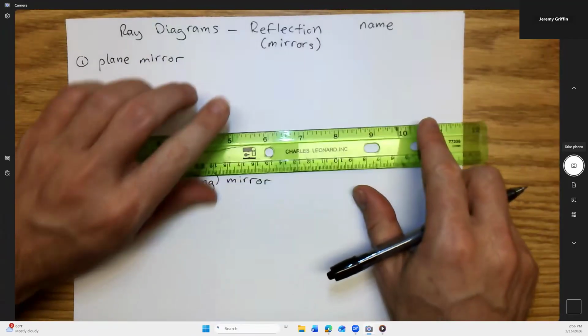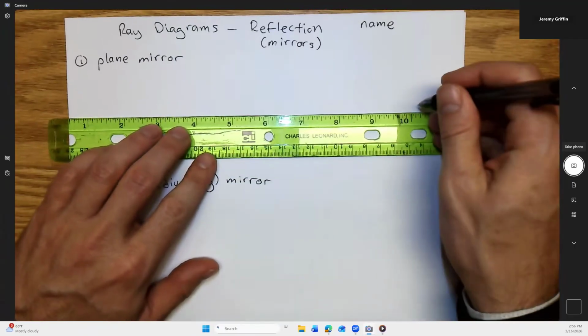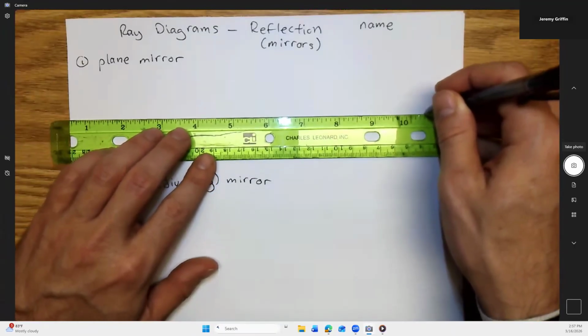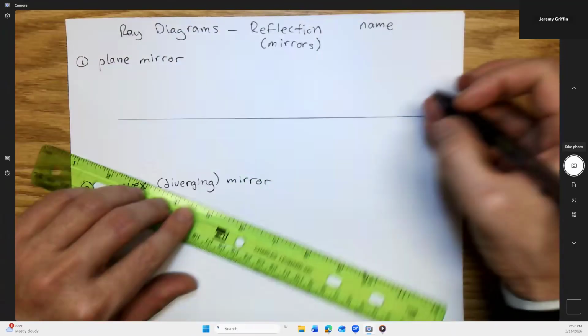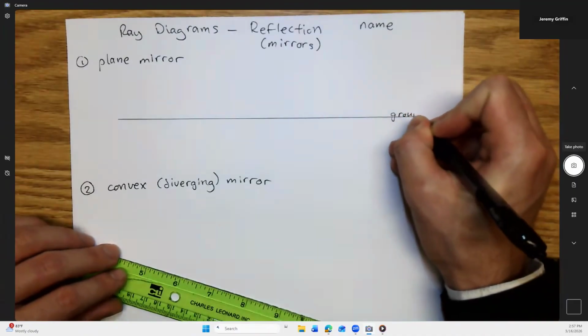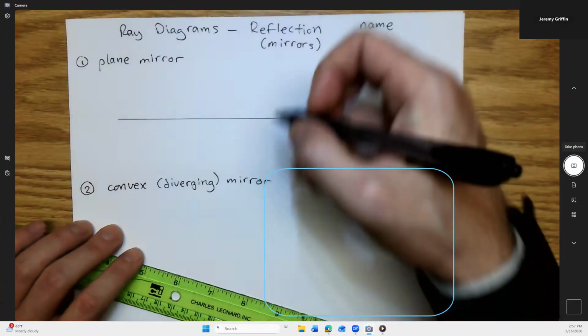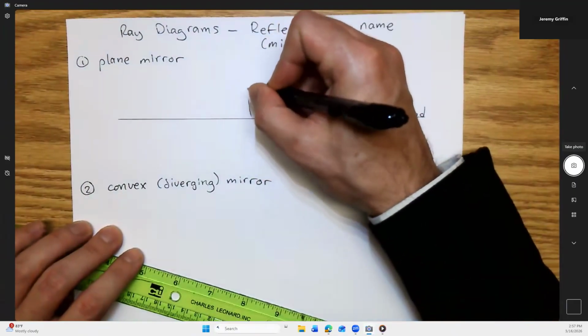Now, for a plane mirror, draw a ground line. So here's the ground. I'll label it ground. I'm going to label all these ground, but at least that one. All right, and let's have a mirror.